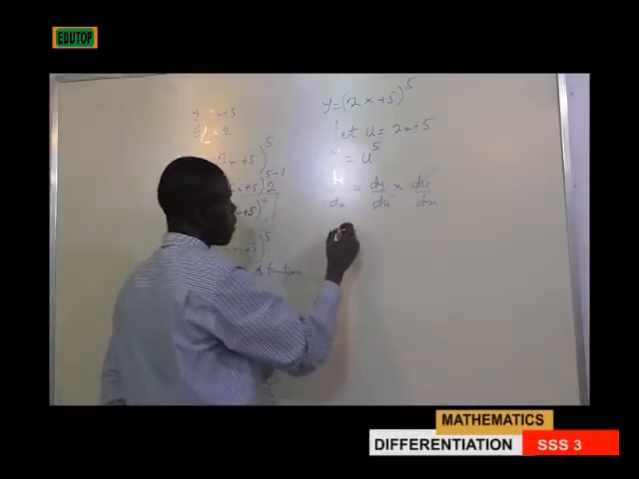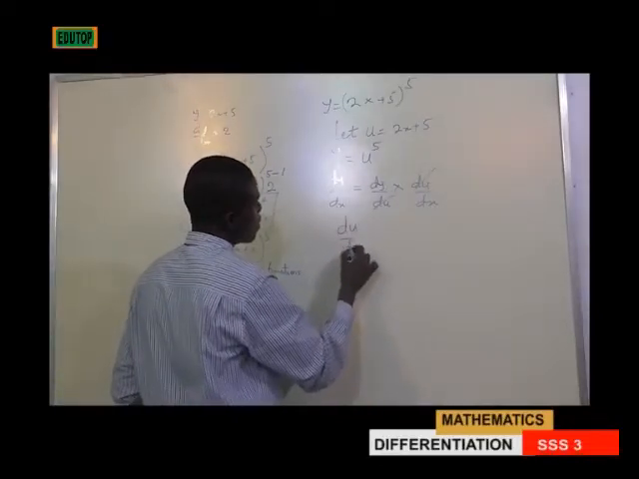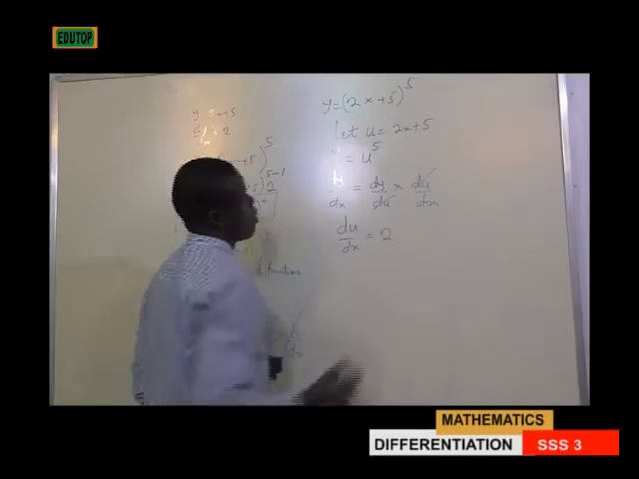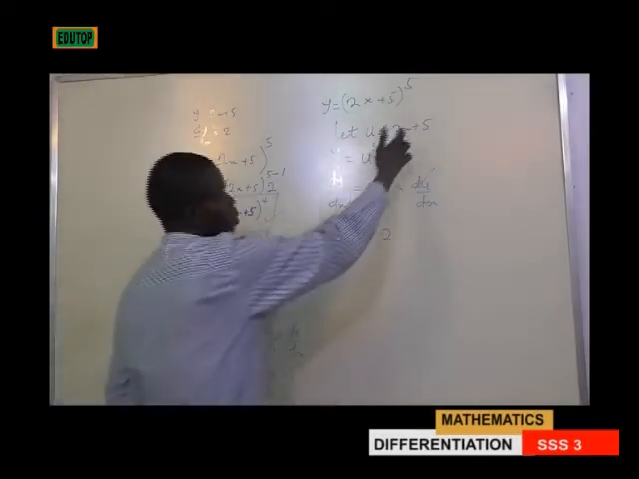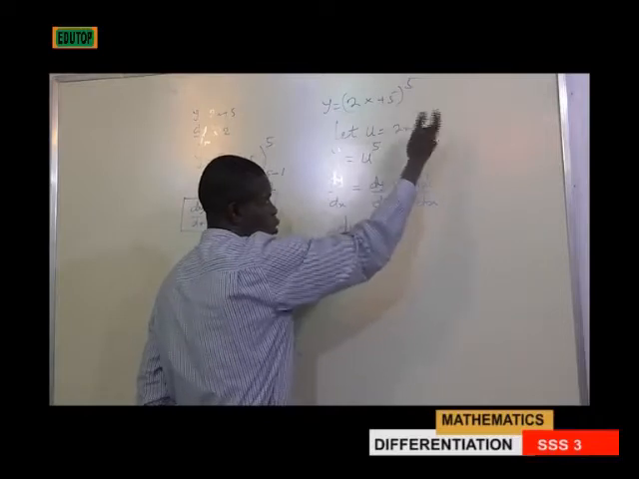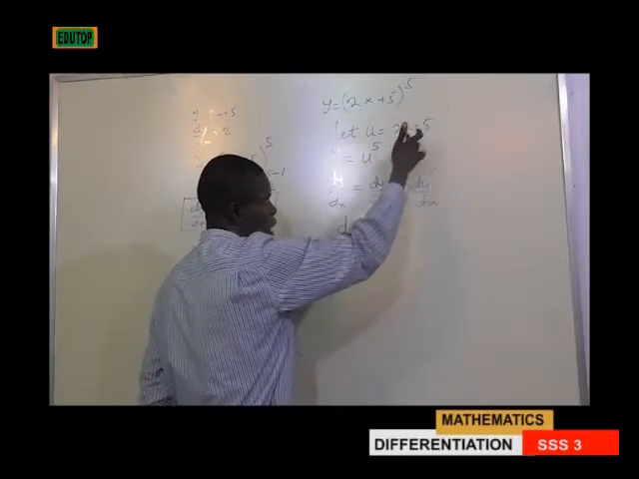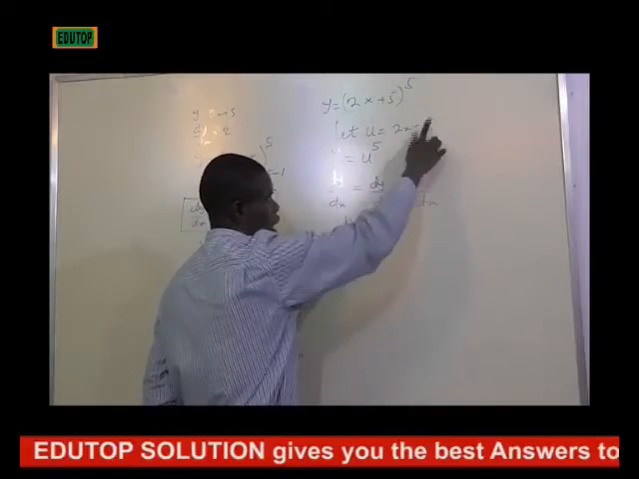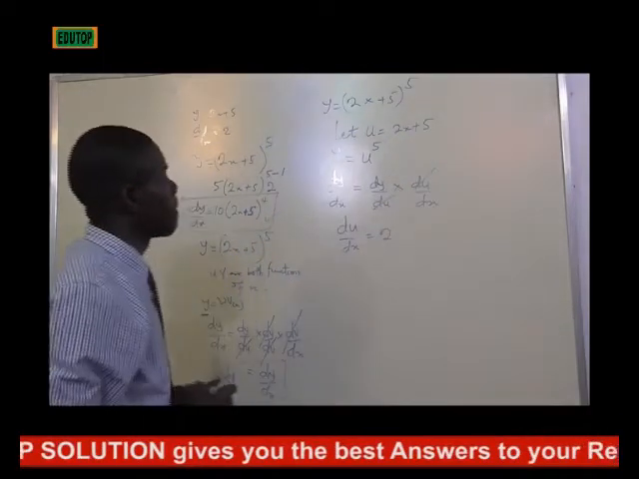Naturally. How do we go about that? du/dx will be 2, because this is raised to power 1. 1 times 2 is 2. Then 1 minus 1 is 0. x raised to power 0 is 1. 1 times 2 is 2. Depending on the constant, 0. So this is what you have.